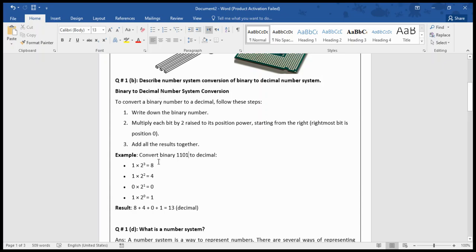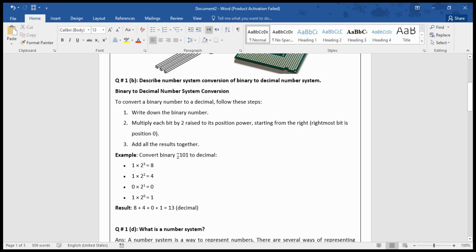First, we have to write down the number. Then we have to multiply each bit by 2 and assign them a power. When you assign the power, you have to start from the right side and start with 0. Each bit is multiplied by 2, and we assign the power starting from 0 on the right side: 0, 1, 2, 3. And after that you have to add the results.